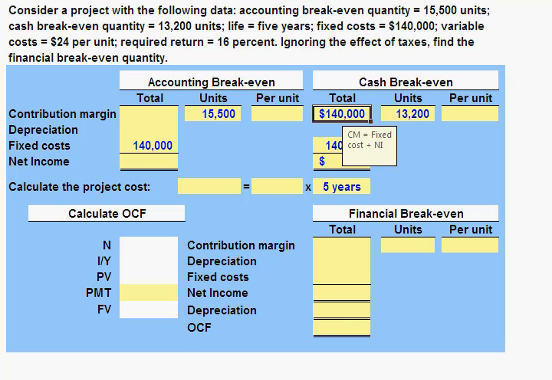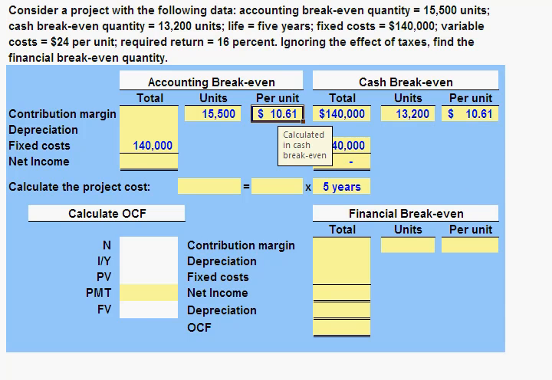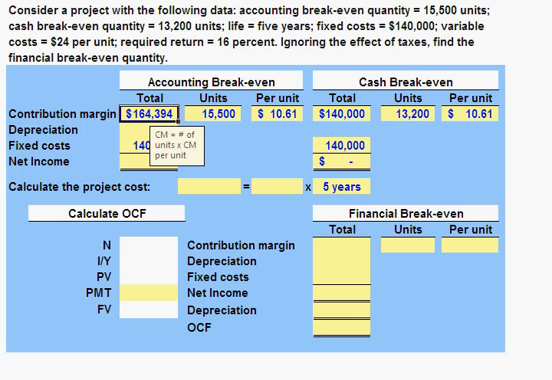We can take our $140,000 total contribution margin, divide it by our 13,200 units, and we get a contribution margin per unit of $10.61. We're going to make use of this $10.61 contribution margin per unit in our accounting break-even analysis. Let's go ahead and multiply our contribution margin per unit by our 15,500 units in our accounting break-even, which was given to us, and we find we're going to need a total contribution margin of $164,394. Recall that accounting break-even means our net income is zero.